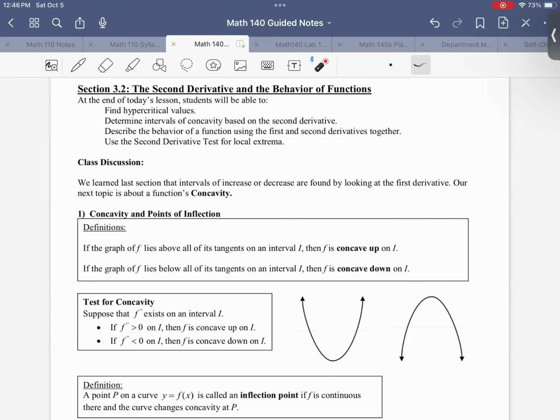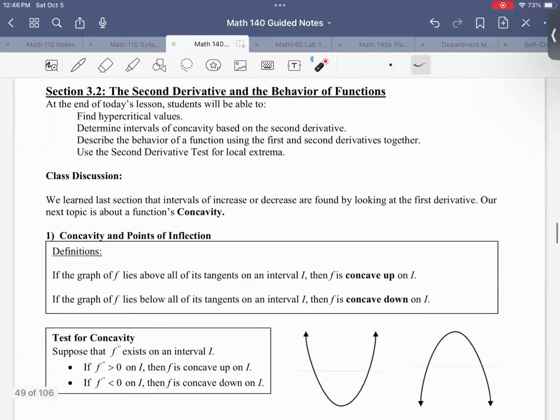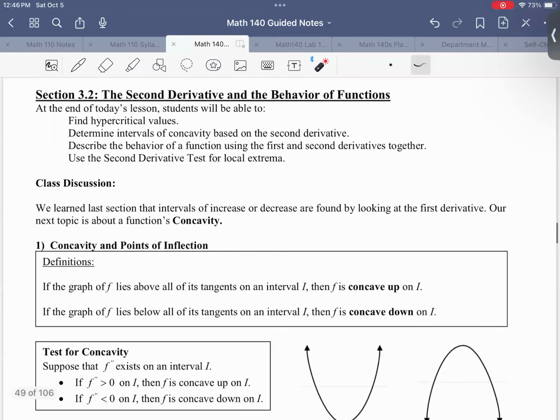Hi, everybody. Welcome to section 3.2, where we're going to be talking about the second derivative and the behavior of the function. Here our learning objectives for this section: we're going to learn how to find hypercritical values. We're going to determine the intervals of concavity based on the second derivative. We're going to describe the behavior of a function using the first and second derivatives together. And we're going to use a second derivative test for local extrema.